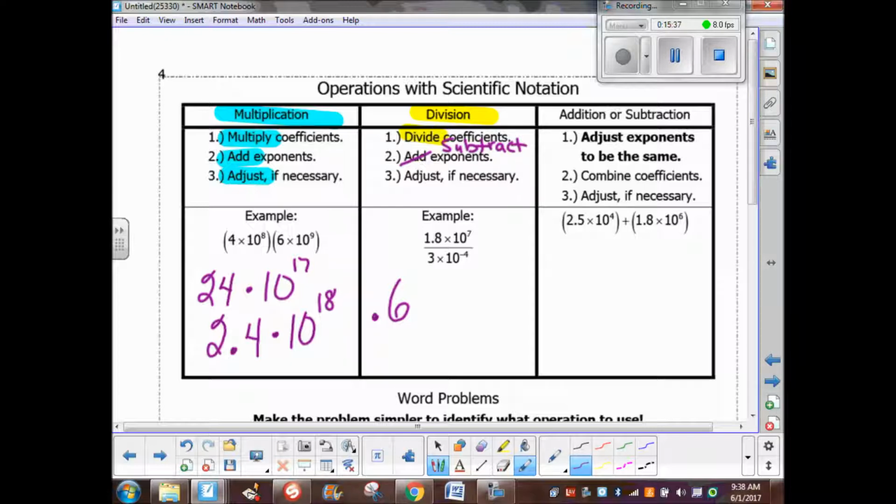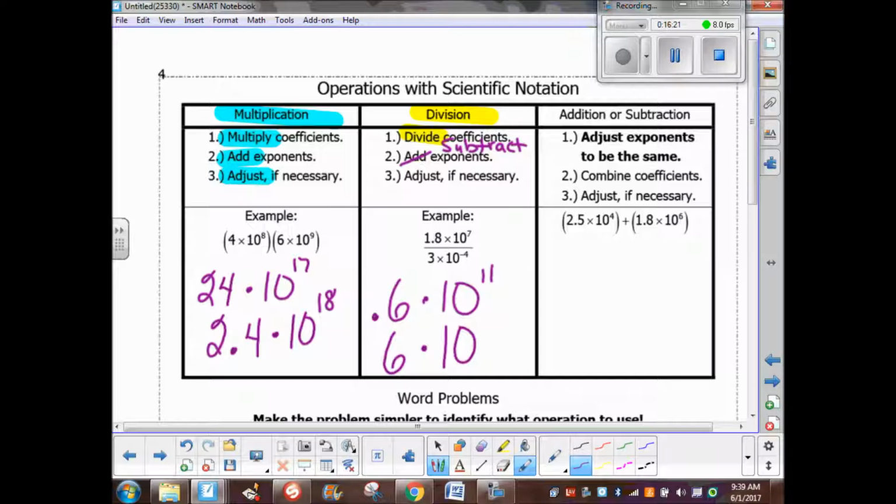All right. Times 10 to the what? To the what? 11. Yeah, it's 7 minus 4. You got it. It's 7 minus 4. Makes it 7 plus 4. Do I need to adjust? Yeah. What do I need to make my coefficient? 6 times.